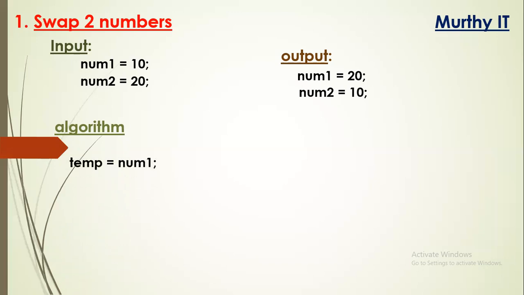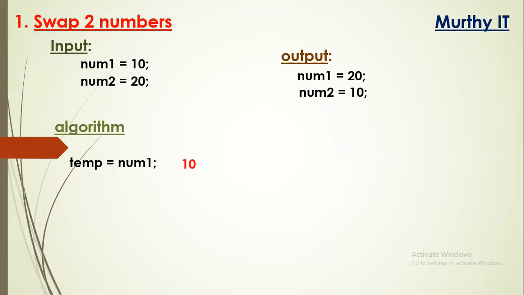So first, temp equal to number 1. What I'm doing here: whatever value is there in the number 1 variable, I am going to store it. In number 1, what value is there? 10 is there. So I'm storing it in the temp variable. So in the temp variable, what value is there? 10 is there.